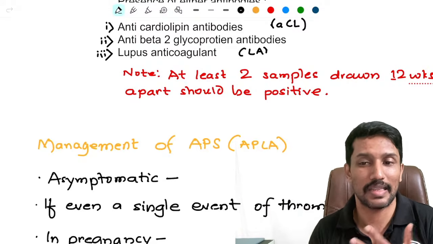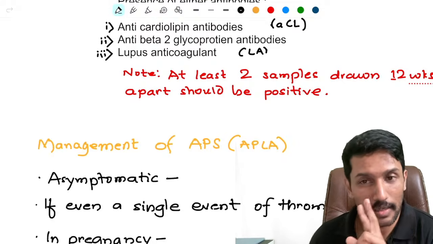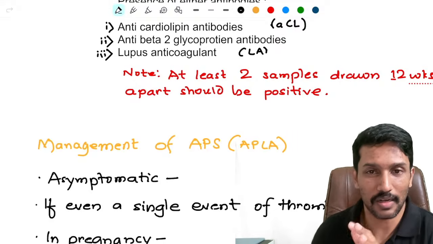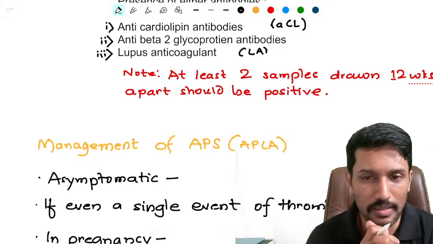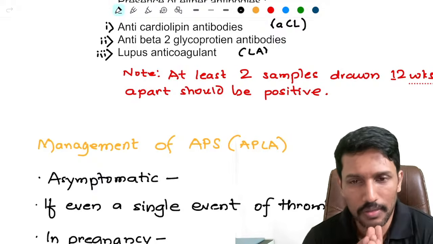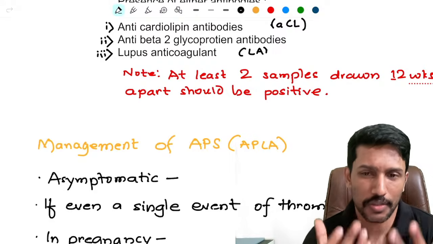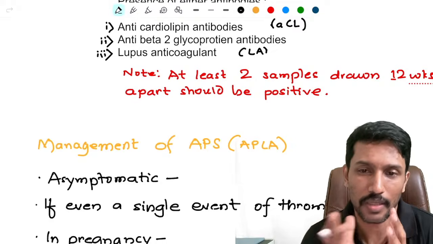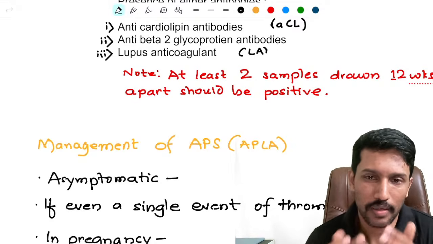Now, how would I say that this is persistently positive? If I have done 2 samples, done 12 weeks apart, means 3 months apart, and both are positive, then you can say antibodies are really positive and this patient had negative obstetric history. So now I am thinking that this is a case of APS. Means like, okay, today I saw a patient, she gives me a history of recurrent spontaneous abortions and the obstetrician is evaluating that case and has referred to me to see if it fits APS. So obstetric history wise, it is ticking the box. Now I look at the antibodies.